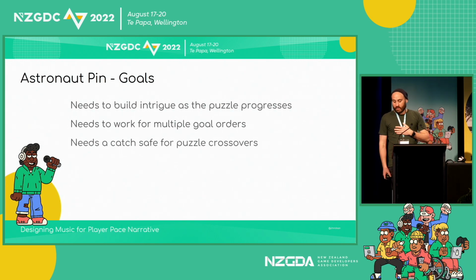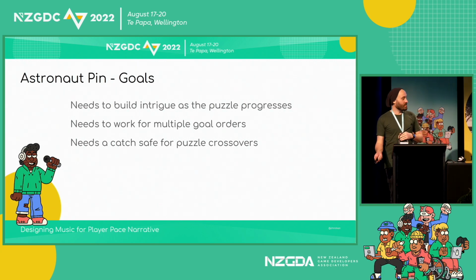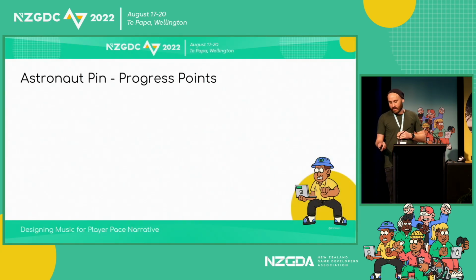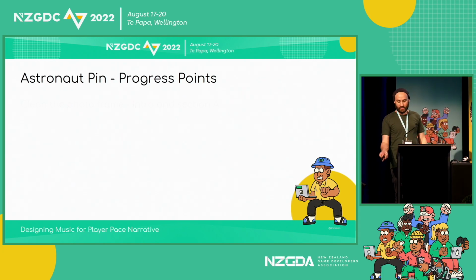Then we progress the music. And it needs a catch-safe for puzzle crossovers. They end up being multiple puzzles running at one time, which was a design decision right on the line. Probably won't have time to talk about that today, but that was a nightmare. So the progression points are identified, and I will play you a video so these things have some context in a second.